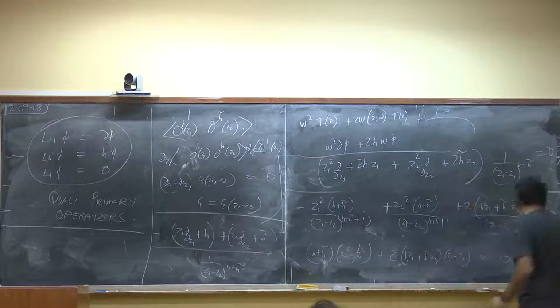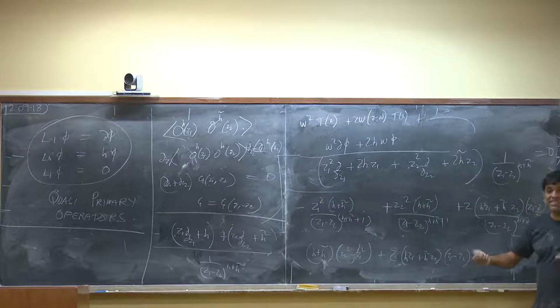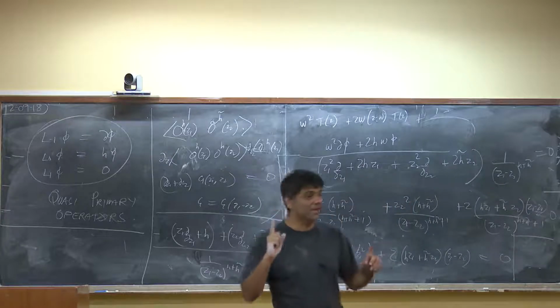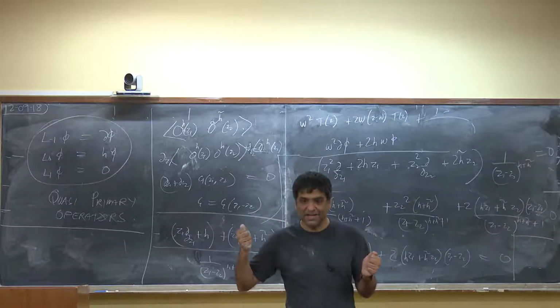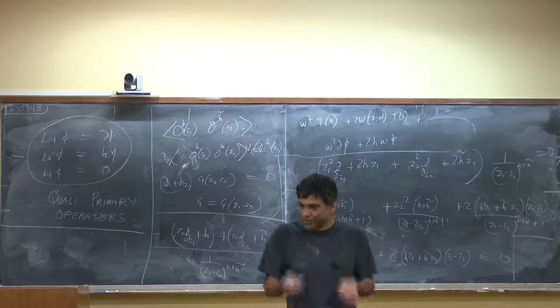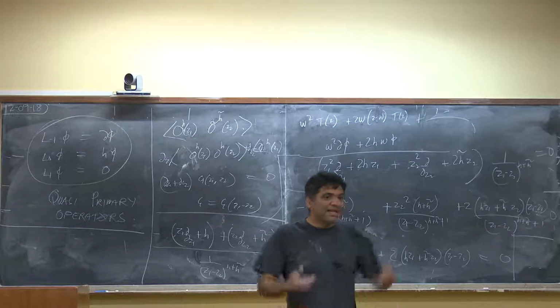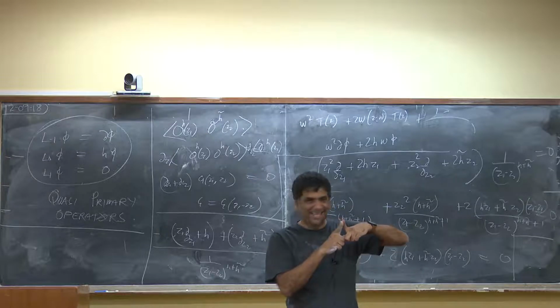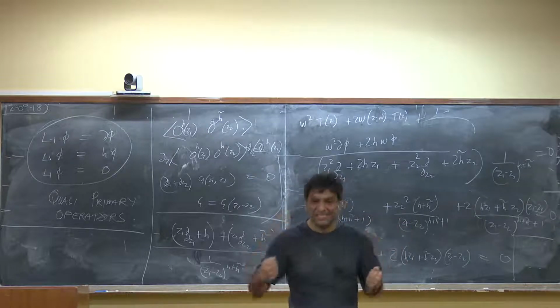So what this tells us is that there is no non-zero two-point function between quasi-primary operators of different dimensions. If you take quasi-primary operators, they have non-zero two-point functions only if their dimensions are the same.